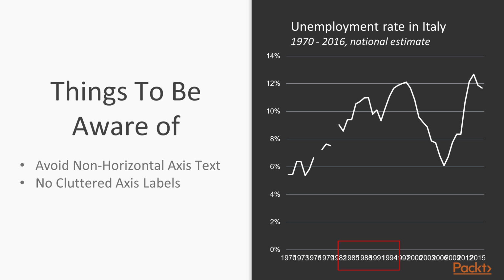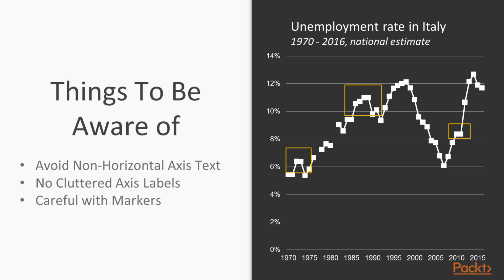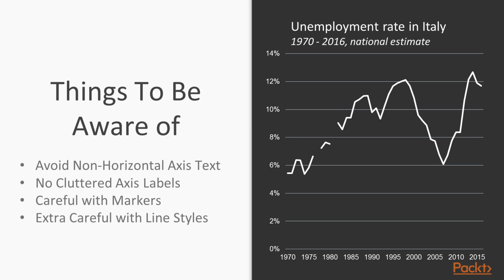Also avoid cluttered labels. You can see such labels created automatically by your visualization tool. This makes axis labels unreadable and useless in our context. Also be careful with markers on your line chart. In a chart like this, markers often add more clutter and distort your message. And finally, be extra careful with the line styles. Very often they add nothing but confusion. Here, for example, dashed line styles confuses us and it gives an impression that there are more blanks in a dataset than they are in real life.